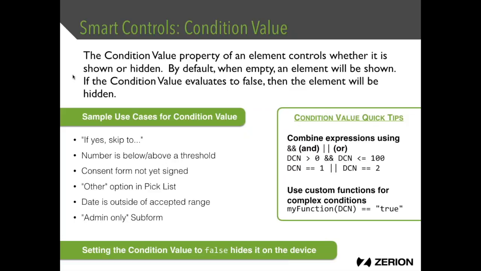Similar to the number being above and below a certain threshold, you can do the same thing with dates. So if a date is outside of an accepted range or even inside of an accepted range, you can then have other questions shown or hidden.